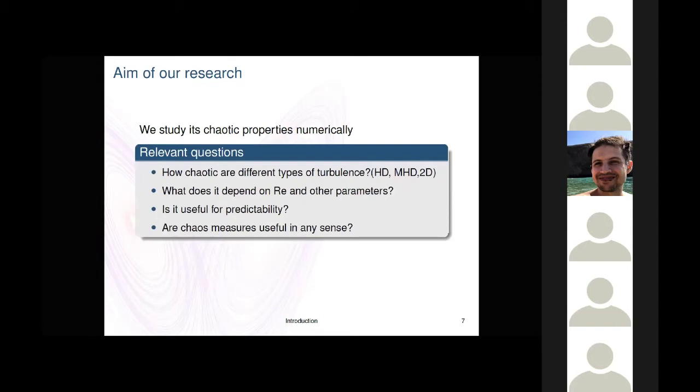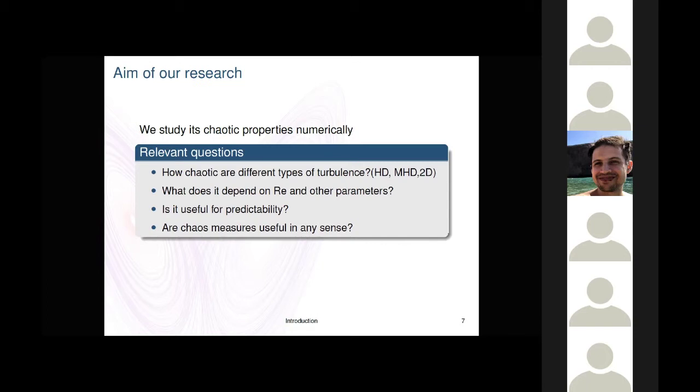So in our research, what we try to do is to study the chaotic properties of turbulence. We started with a very simple isotropic homogeneous turbulence, incompressible. But then we moved on to MHD, two-dimensional turbulence, and we are intending to measure other systems as well. So what we want to see is how predictable is turbulence in general, and what is this Lyapunov exponent depending on which parameters for the system.